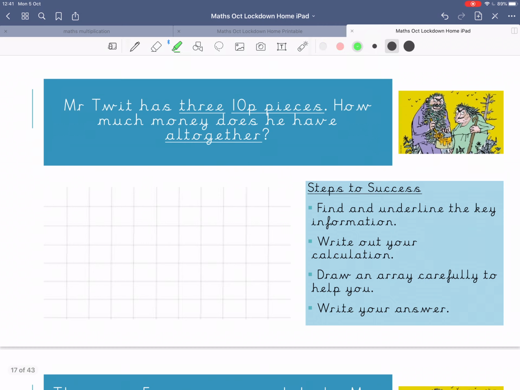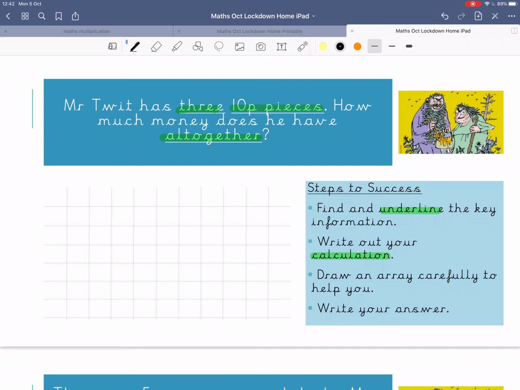Mr. Twit has 3 10-pence pieces. How much money does he have altogether? Okay, so again, all that key information's already been underlined for us. So our next thing we need to do is to write out our calculation. Okay, he's got 3 10-pence pieces. How much money does he have altogether? So think about the numbers that you can hear in that sentence. He has 3 10-pence pieces.